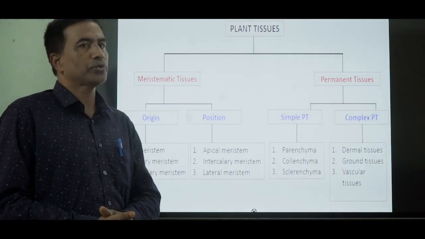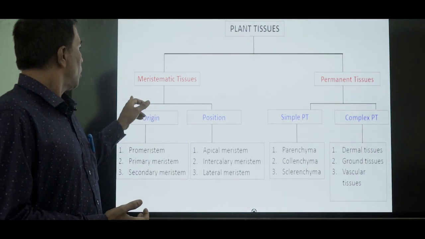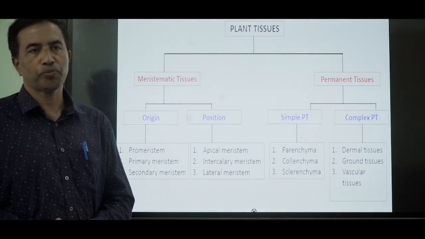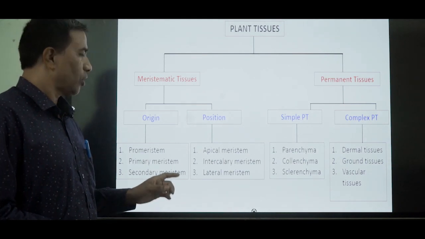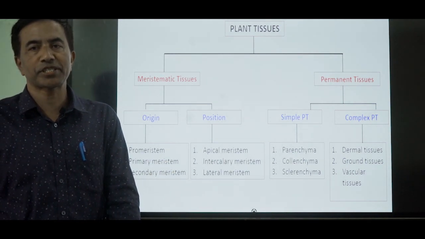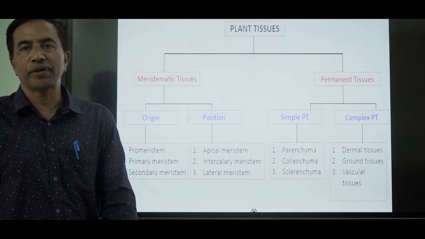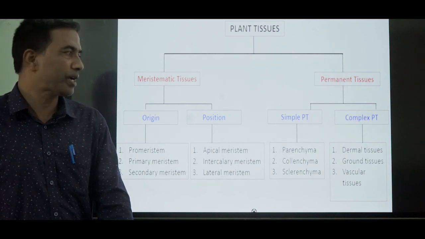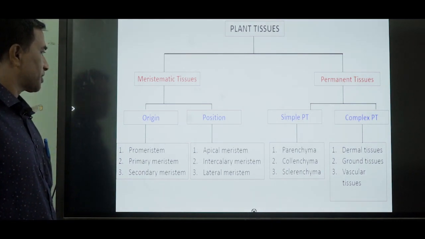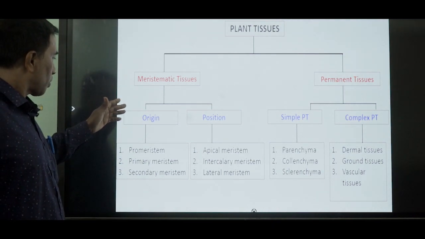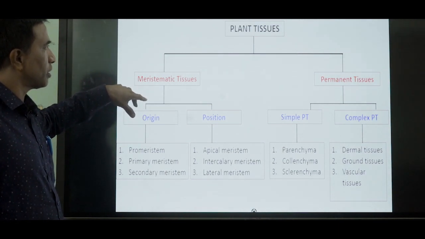So this meristemic tissue is again classified into two types, based on origin and position. Based on origin, meristemic tissue is of three types: promeristem, primary meristem and secondary meristem. And based on position, meristemic tissue is again of three types: apical meristem, intercalary meristem and lateral meristem.